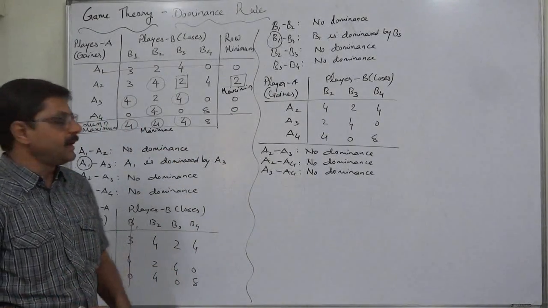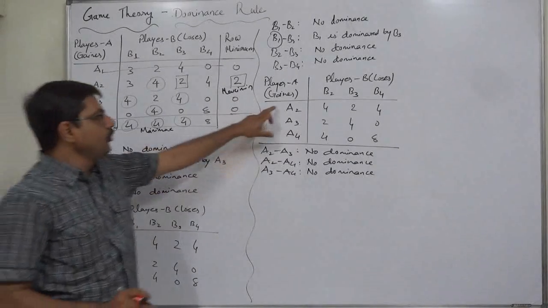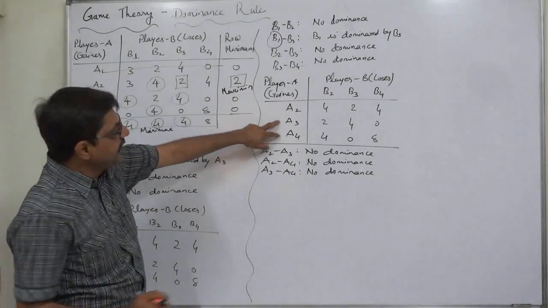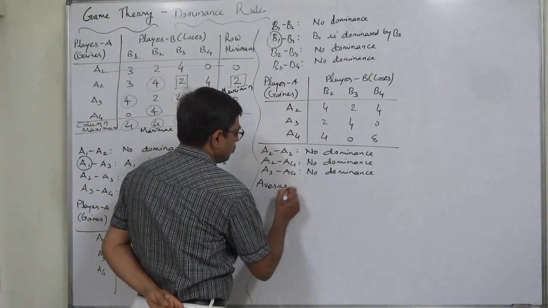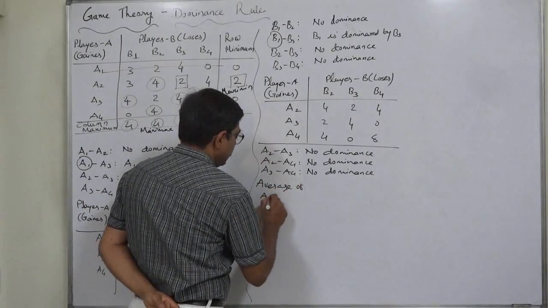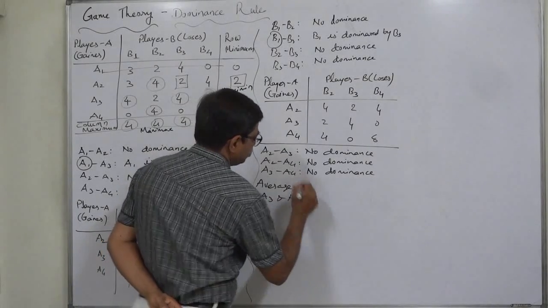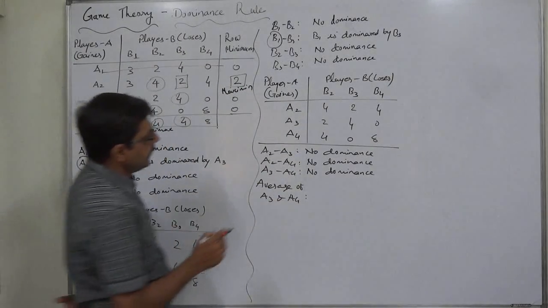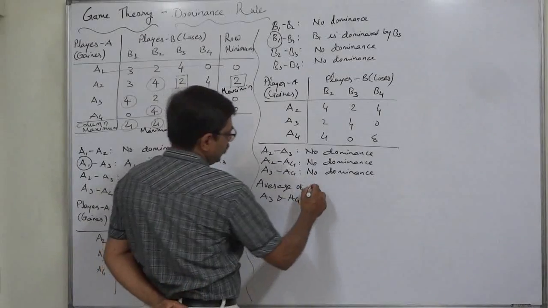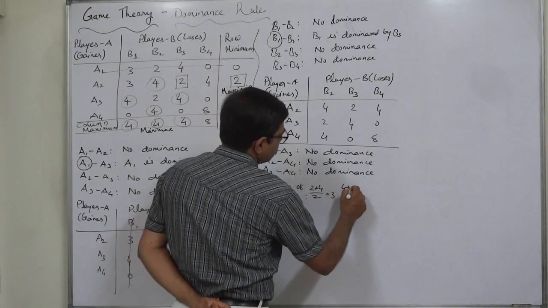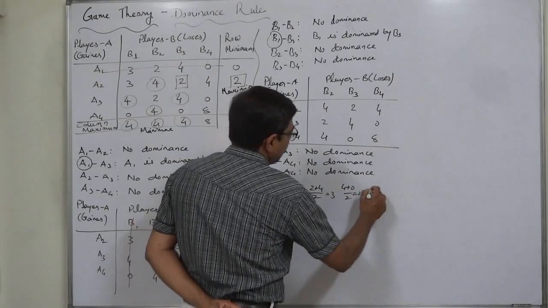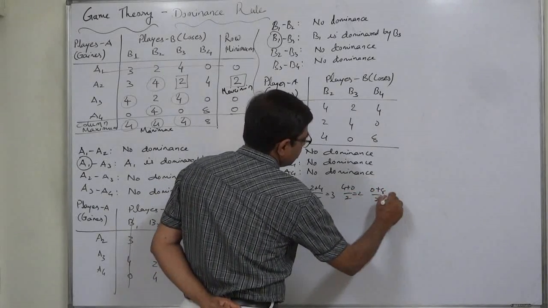Now let's compare A2 with the average of A3 and A4. What happens? Average of A3 and A4: 2 plus 4 by 2, that is 3. 4 plus 0 by 2, that is 2. And 0 plus 8 by 2, that is 4.